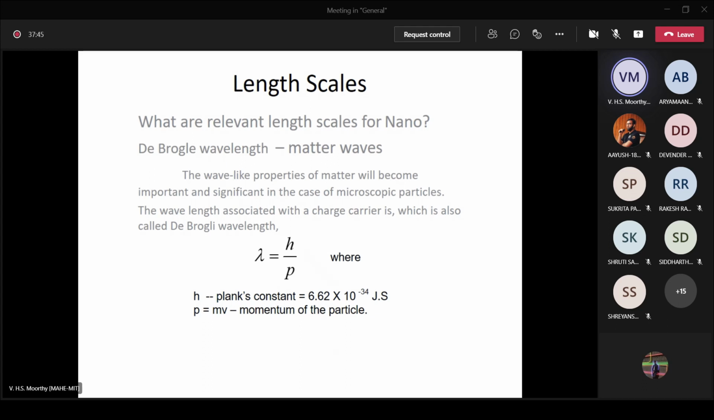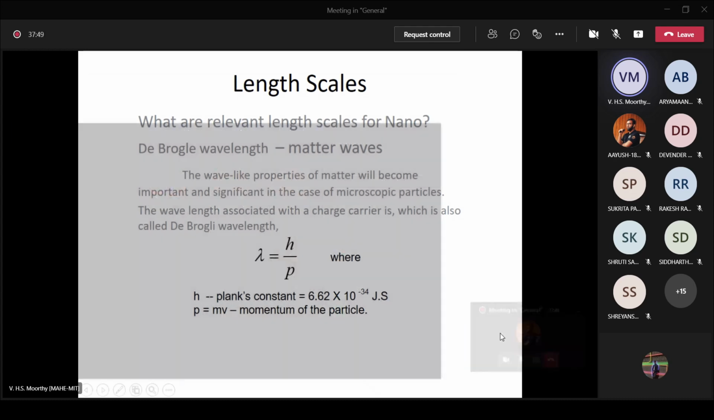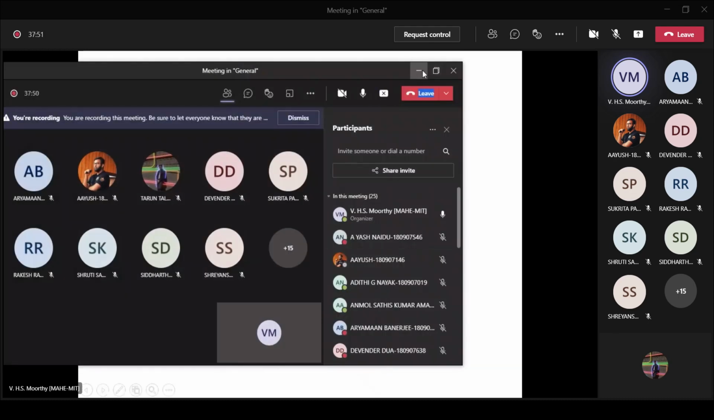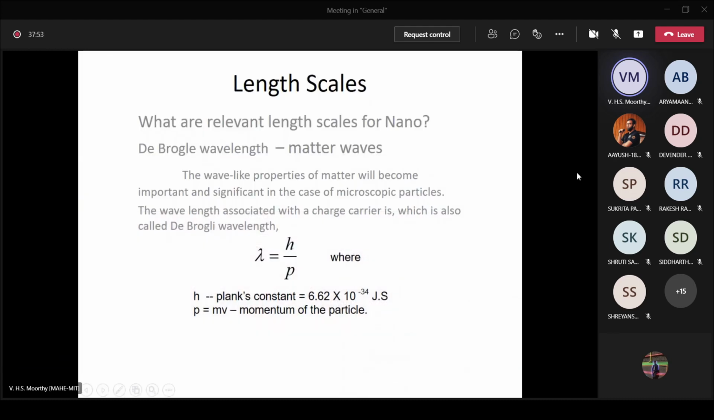So what is meant by that? I think you may be aware of the important properties of waves. Three important properties of waves, what are they? Interference, diffraction, and polarization. So basically interference will directly tell us that the photon is a wave.